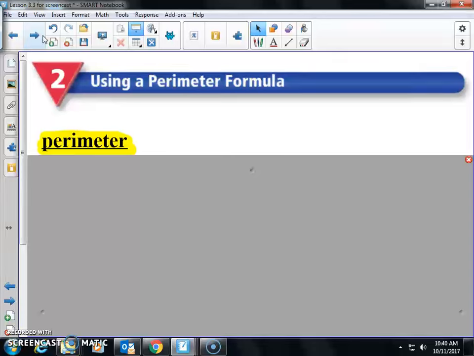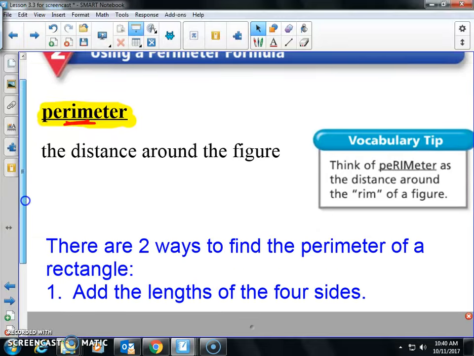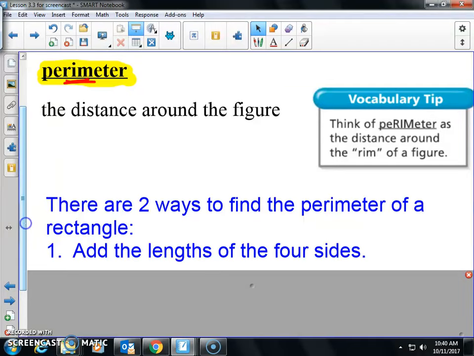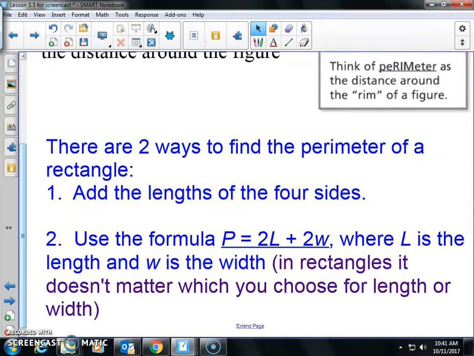So perimeter. Perimeter, I think of rim, the distance around the outside. So perimeter is the distance around the outside of a figure. And there's a couple ways you can figure out perimeter. One way is just to add up all 4 sides, or all the sides. In a rectangle, there are 4 sides, so we add the lengths of all 4 sides. Some people like to use the formula P equals 2 times the length plus 2 times the width. So you get to decide which one works better for you.